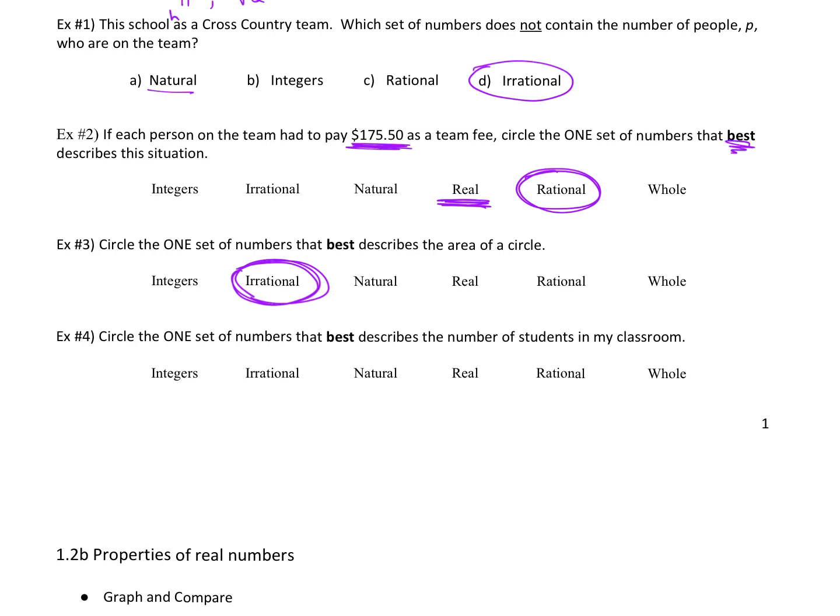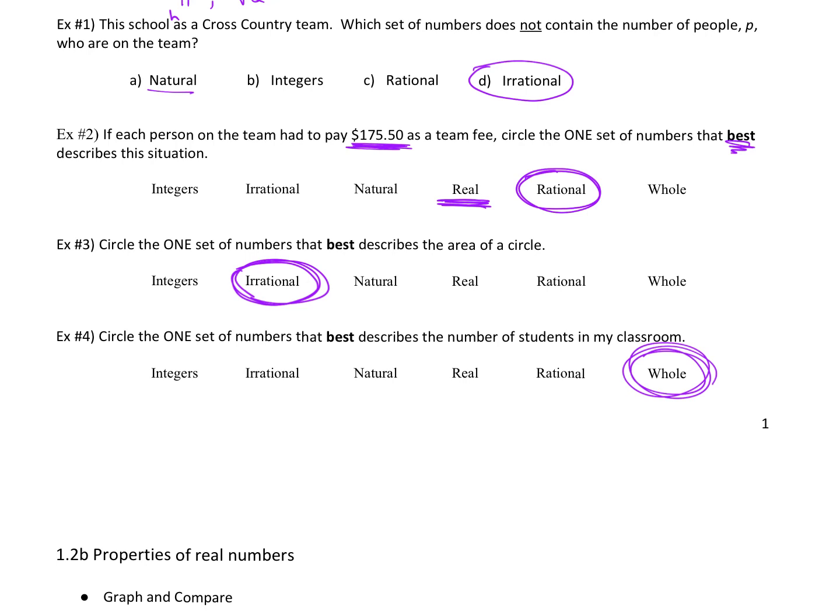Natural. Okay, convince me why natural. Because you can't have 0. Well, wait, you could. Could you have 0 people in my classroom? Multiple times today I've had 0 people, 0 students. You can't have negative, right? So integer doesn't work, but what does? Whole, right? I can have 0 students in my class.